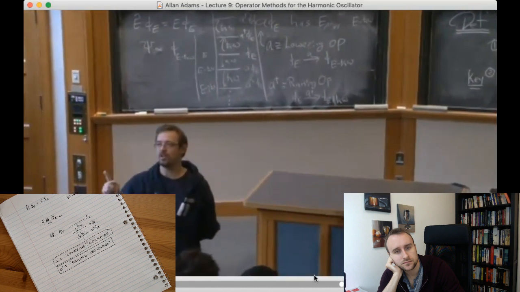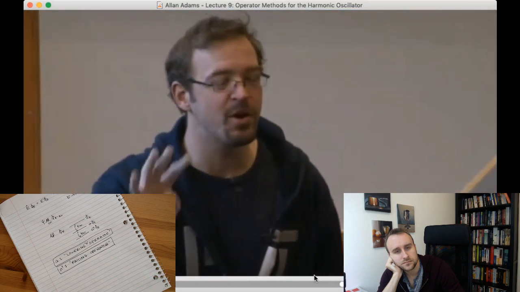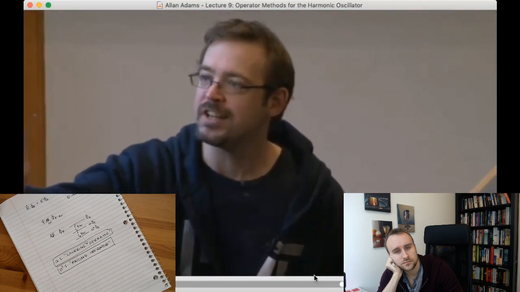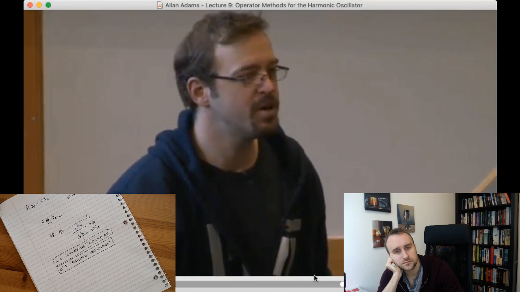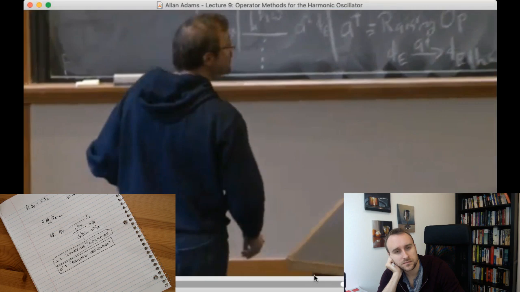There's one equation on the board that you can point to. Well, it's two technically. There are two equations on the board you can point to that suffice to immediately answer the question: why is the tower of energy eigenstates evenly spaced? What is that equation? Yeah, those commutators. These commutators are all we needed.